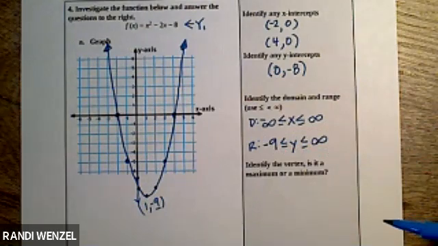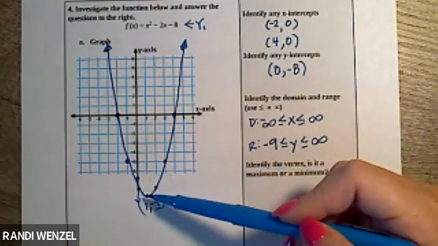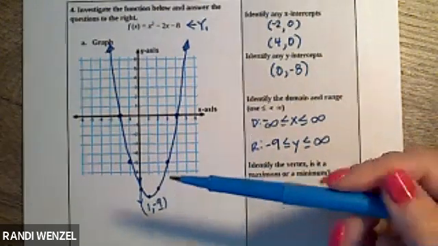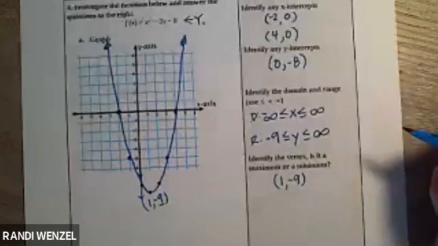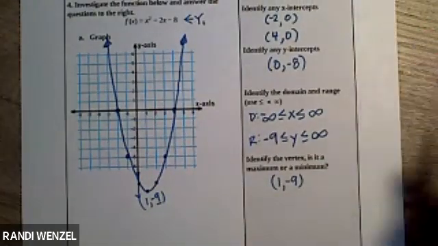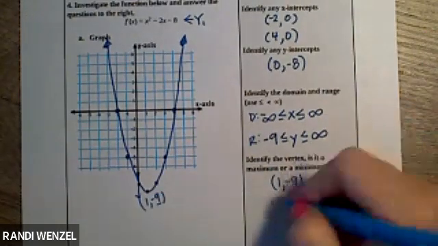And then it's asking us to identify the vertex. Remember, the vertex is the place where the graph changes direction. So this graph's going down, down, down, down, down. And then when it hits this point, it's going up, up, up. So that's your vertex right here. And that point is 1, negative 9. And then it's asking, is that vertex a maximum or a minimum? So since this is the lowest point on the parabola, that vertex is a minimum.